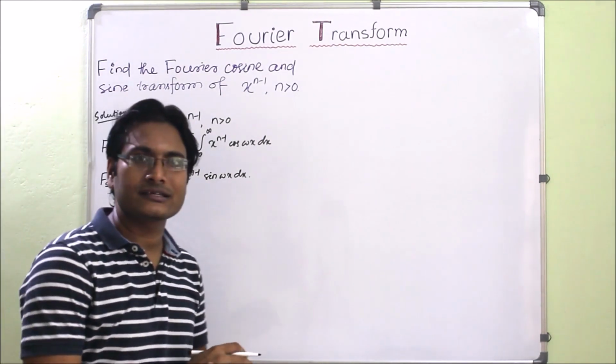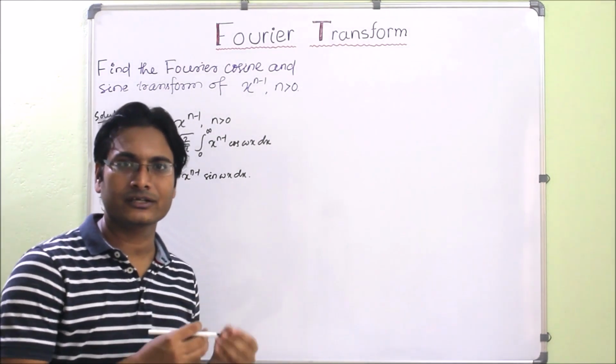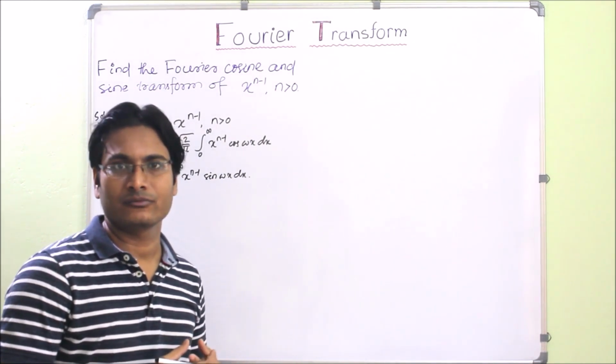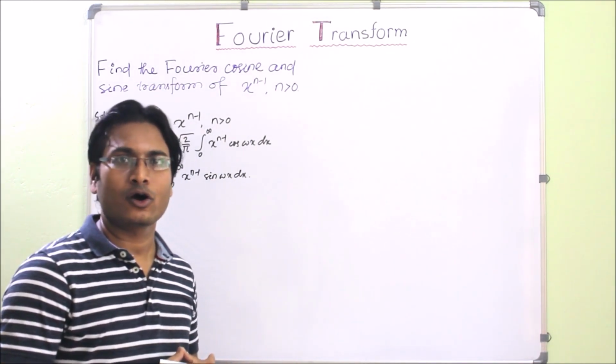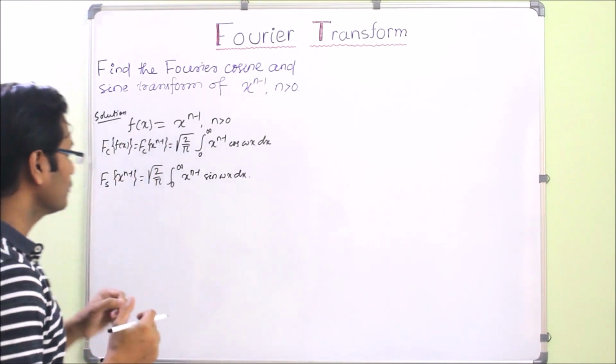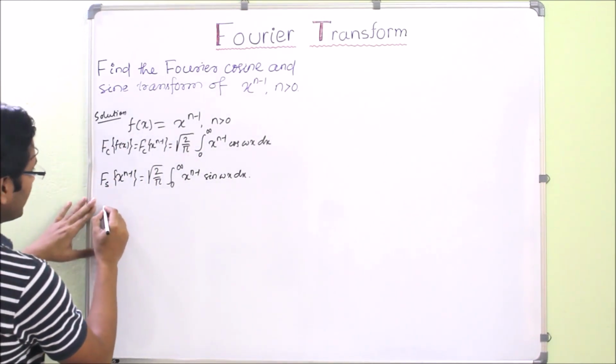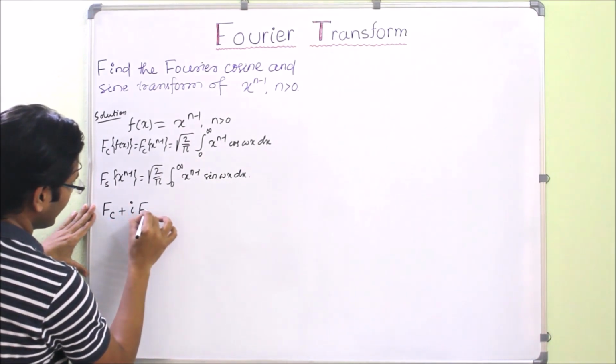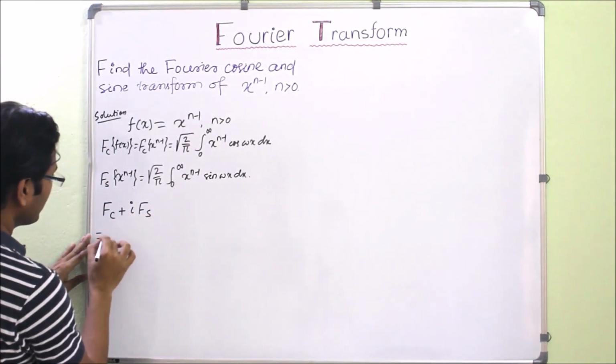So in such cases, what to do? There is a trick. We have to apply de Moivre's theorem, we have to apply the complex form. So what to do? We'll see. If I take Fc plus i Fs, then what will happen?